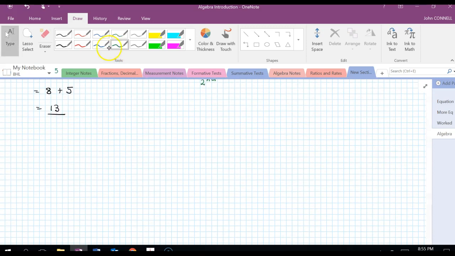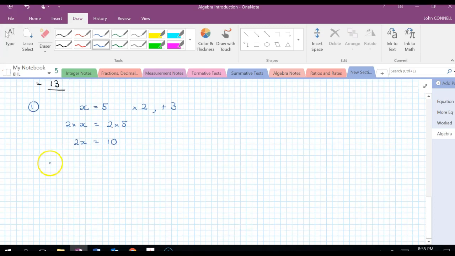So the first question that we had, and I'll do 1, was we were told that x equals 5, and we were asked to multiply by 2, and then add 3. So I can go 2 times x is equal to 2 times 5, so 2x is equal to 10, so double x is the same as 10, and then I can add 3. So 2x plus 3 is equal to 10 plus 3. We've got to do it on both sides to make sure this all stays the same. And so then 2x plus 3 is the same as 13.